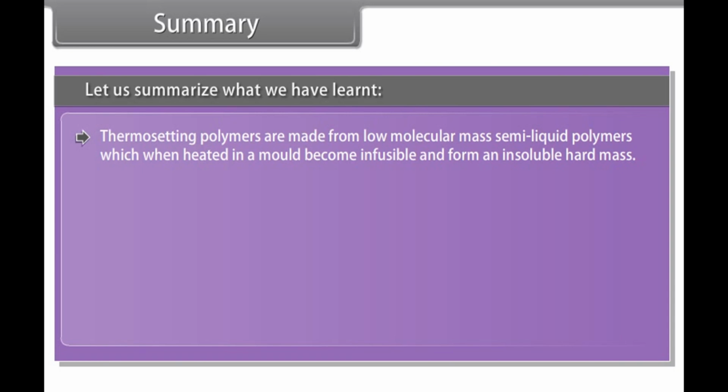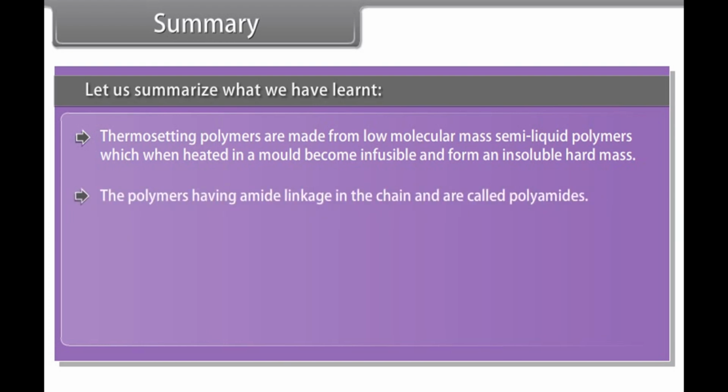Thermosetting polymers are made from low molecular mass semi-liquid polymers which when heated in a mold become infusible and form an insoluble hard mass. The polymers having amide linkage in the chain are called polyamides.